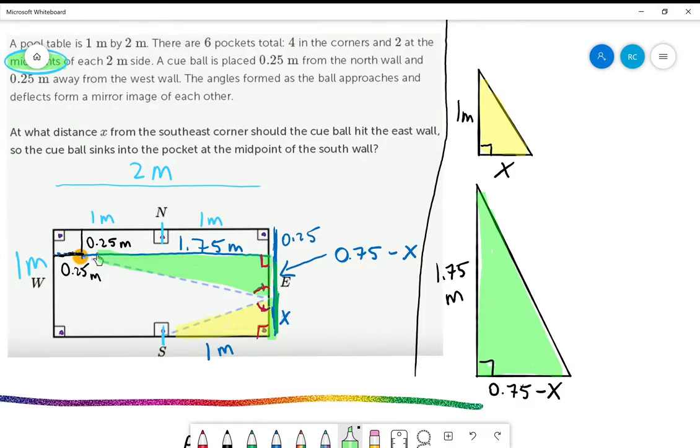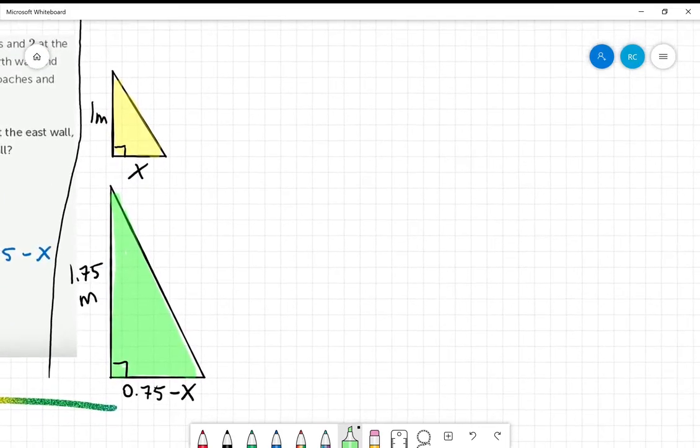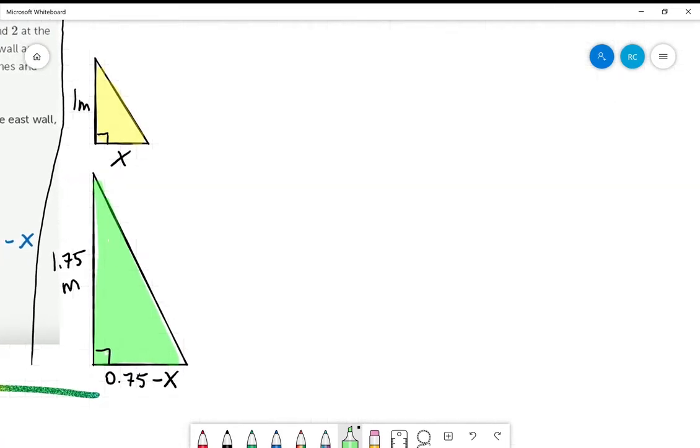So now that we have this diagram, the original diagram no longer holds any use for us. We're not even going to look at it because it gets confusing. We're going to use this one.